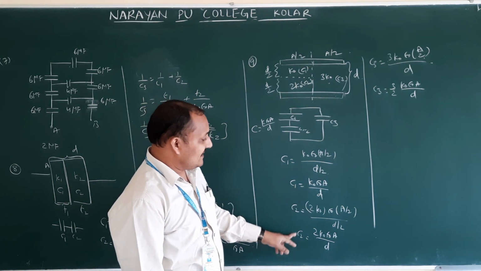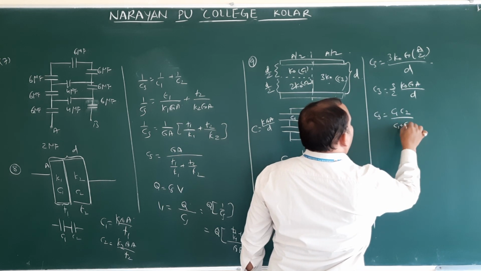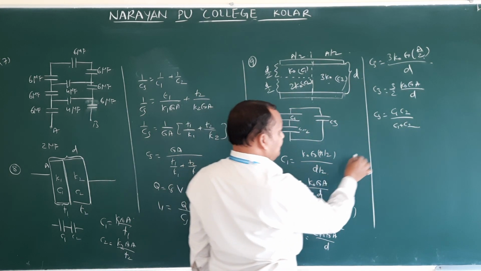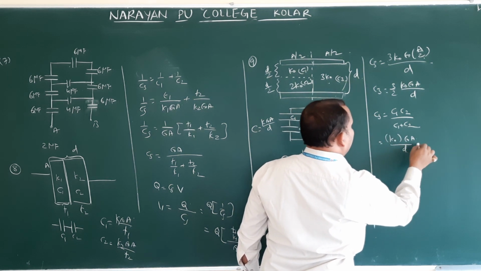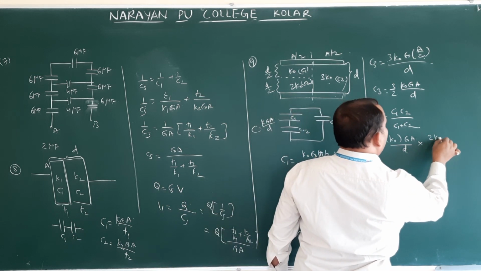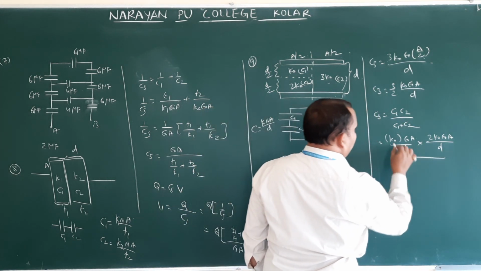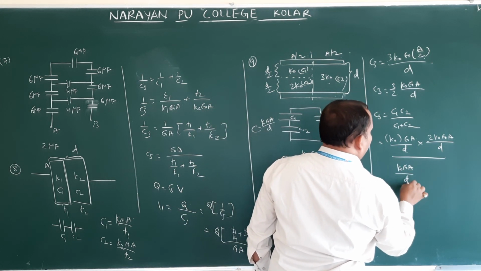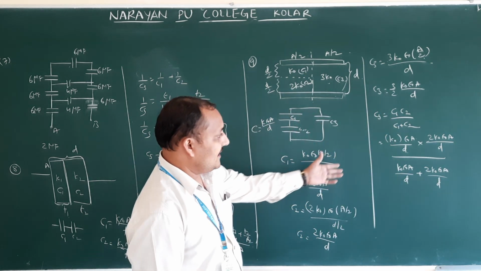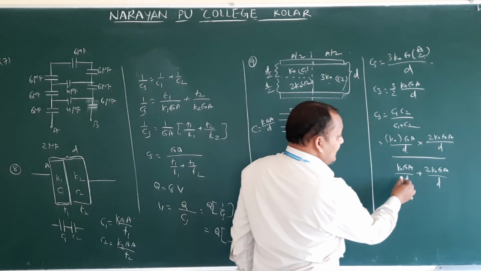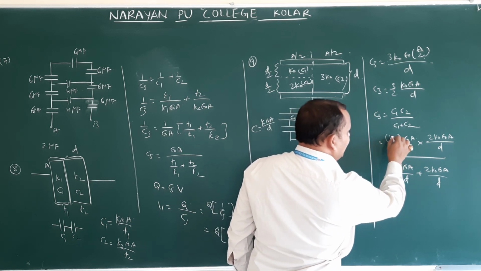Now, first we will connect C1 and C2 connected in series. Therefore, CS is equal to C1 C2 by C1 plus C2. What is C1? K0 epsilon naught A by D into 2K0 epsilon naught A by D, divided by K0 epsilon naught A by D plus 2K0 epsilon naught A by D. So again these two we have to add. So what is common in this? K0 epsilon naught A by D is common. So numerator is the same.